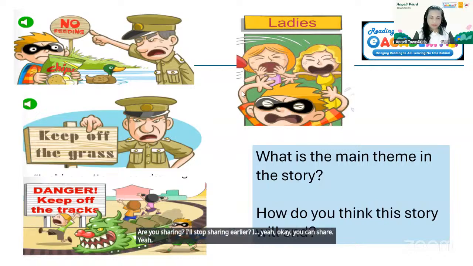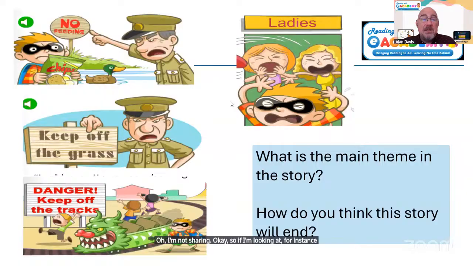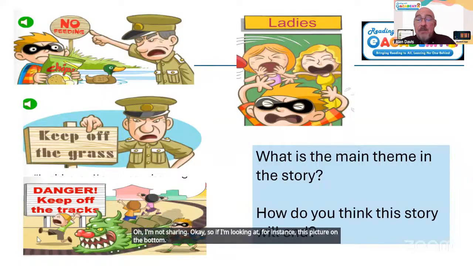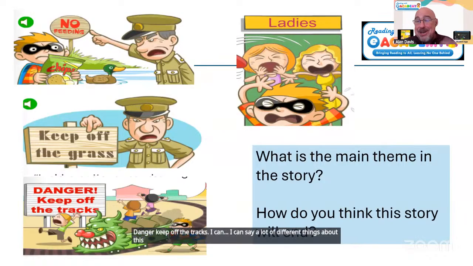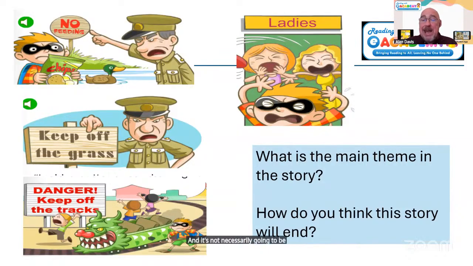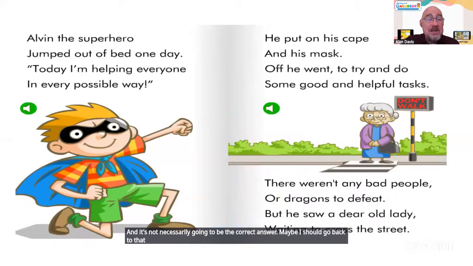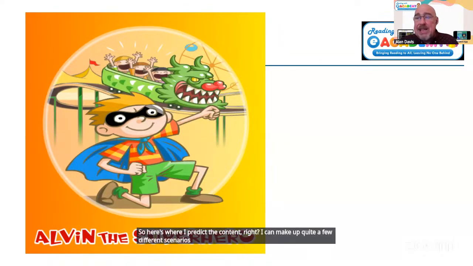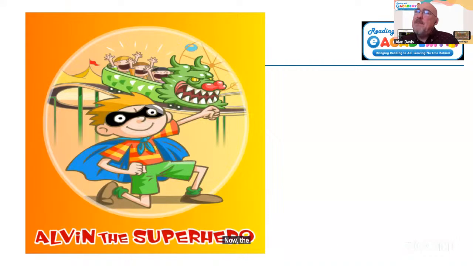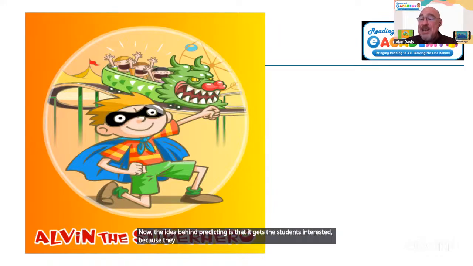Yeah, sorry. Okay. So if I'm looking at, for instance, this picture on the bottom, "Danger, keep off the tracks," I can say a lot of different things about this, right? I can predict a lot of different things, and it's not necessarily going to be the correct answer. Maybe I should go back to that first one. So here's where I predict the content, right? I can make up quite a few different scenarios looking at this picture. Now, the idea behind predicting is that it gets the students interested because they want to see if their prediction was correct or not.